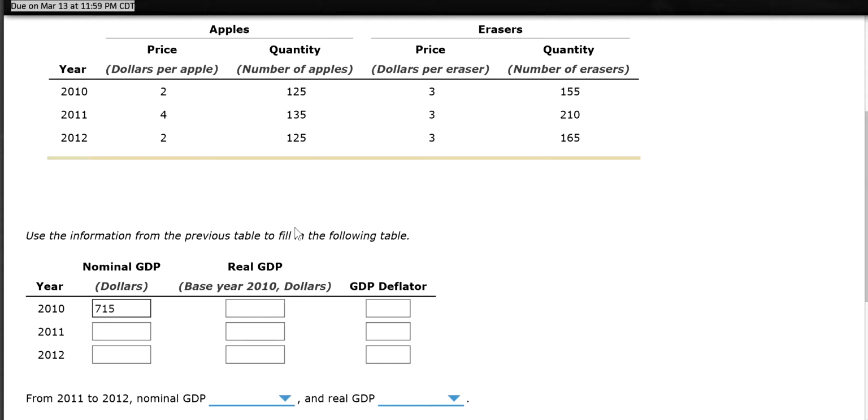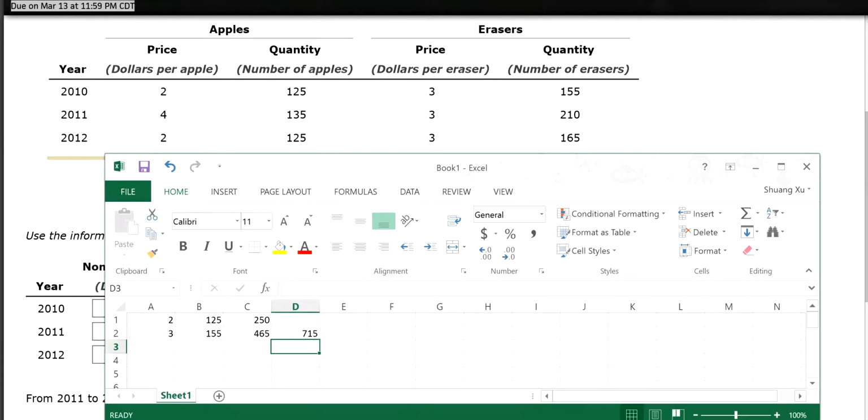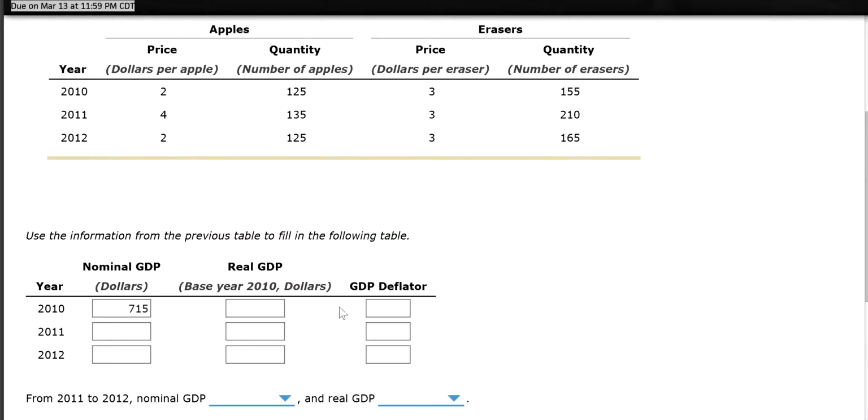And then for real GDP, you're going to use your current year quantity times your base year price. So base year is 2010. So again, we're using 2010 price times 2010 quantity. They're going to be the same thing. So it's also 715. But once we go to 2011, 2012, we're going to see a difference. And then for GDP deflator, by definition, you're going to use your nominal GDP divided by real GDP and times 100. So 715 divided by 715 times 100, that just gives you 100.